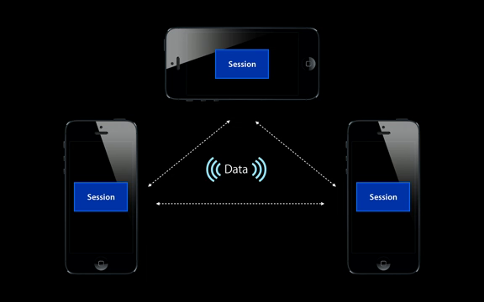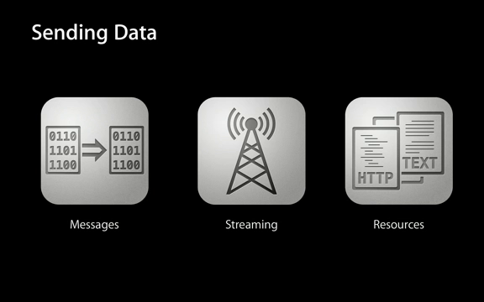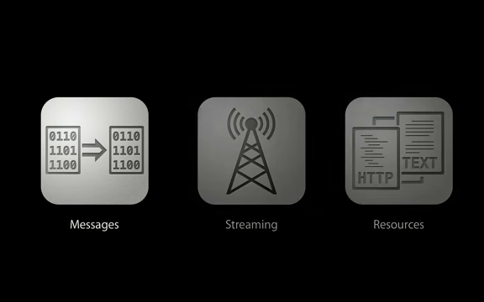Okay, so let's move on to the session phase now. Now we assume that we have multiple nearby peers connected with each other, and they want to exchange data. So let's take a look at how you can do this. We provide 3 sets of send data APIs for you: messages, streaming, and resources. So let's start with messages.